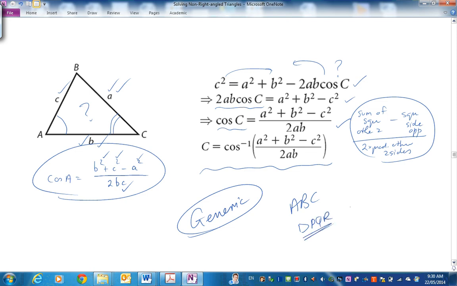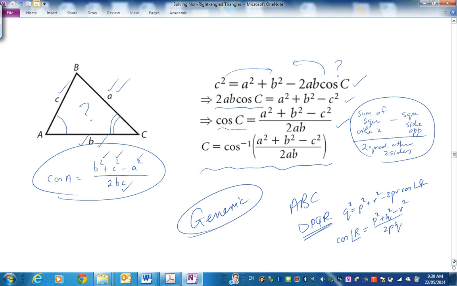And what would P be? What would Q be? Q squared would be P squared plus R squared, take 2PR cos angle Q. Have you got it? Or cos angle R, it's a bit tricky, what is it? P squared plus Q squared, take R squared, over 2PQ. Have you got the idea?